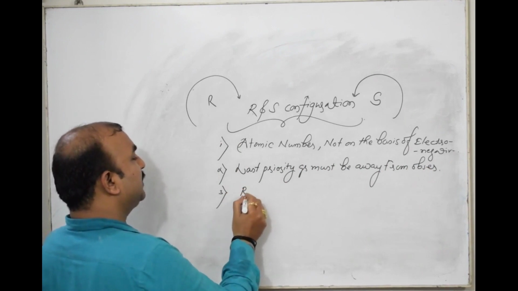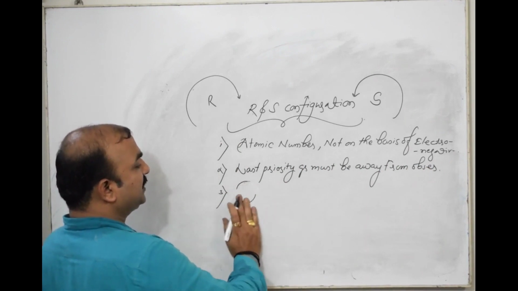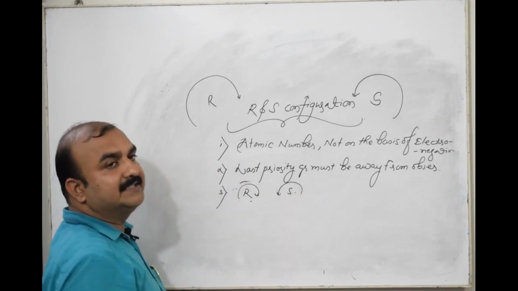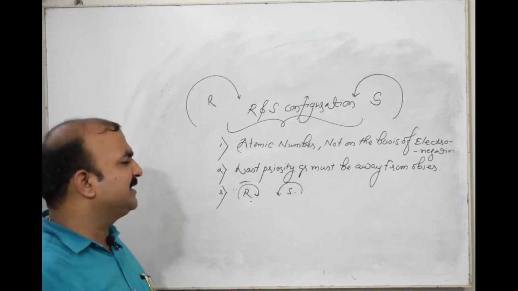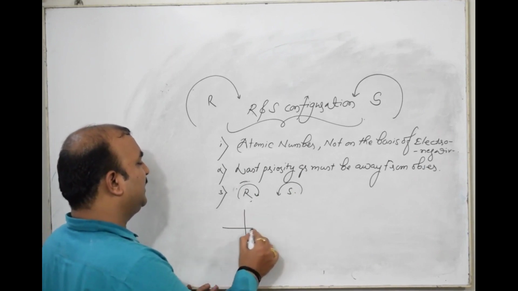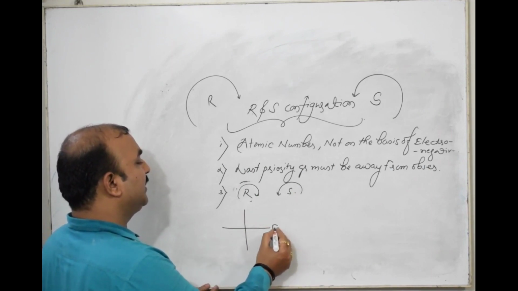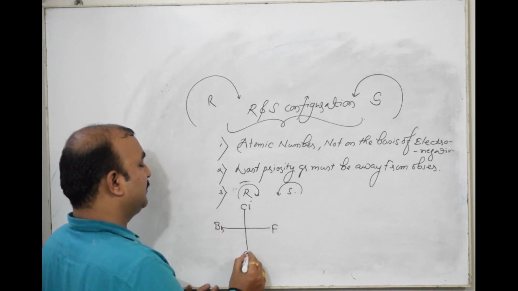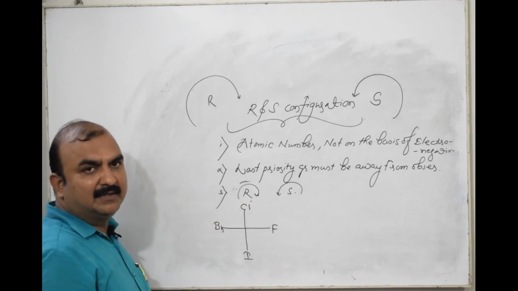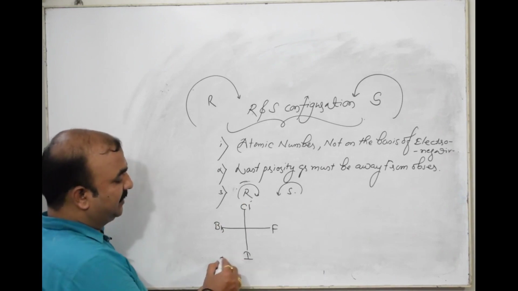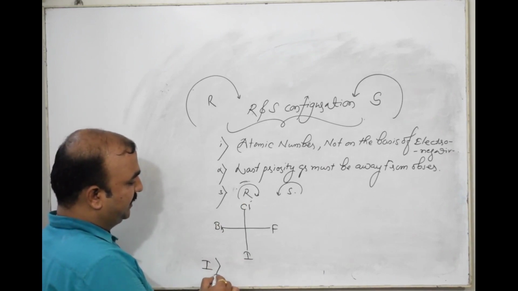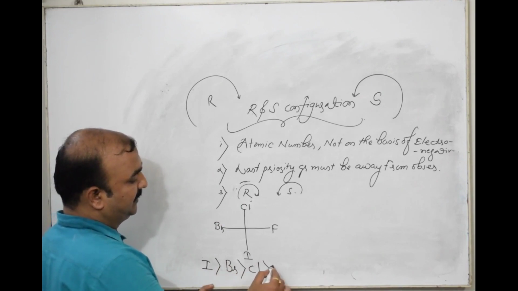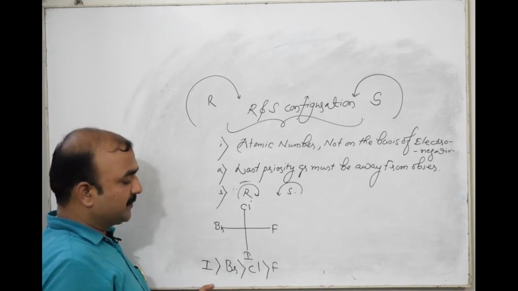If rotation is clockwise, it is R. If rotation is anti-clockwise, it is S. We'll take a very simple example. First of all, I'll take the example of fluorine, chlorine, bromine and iodine. All of you know that priorities are given on the basis of atomic number. So iodine is the first priority, bromine is second priority, chlorine is third priority and fluorine is fourth priority.